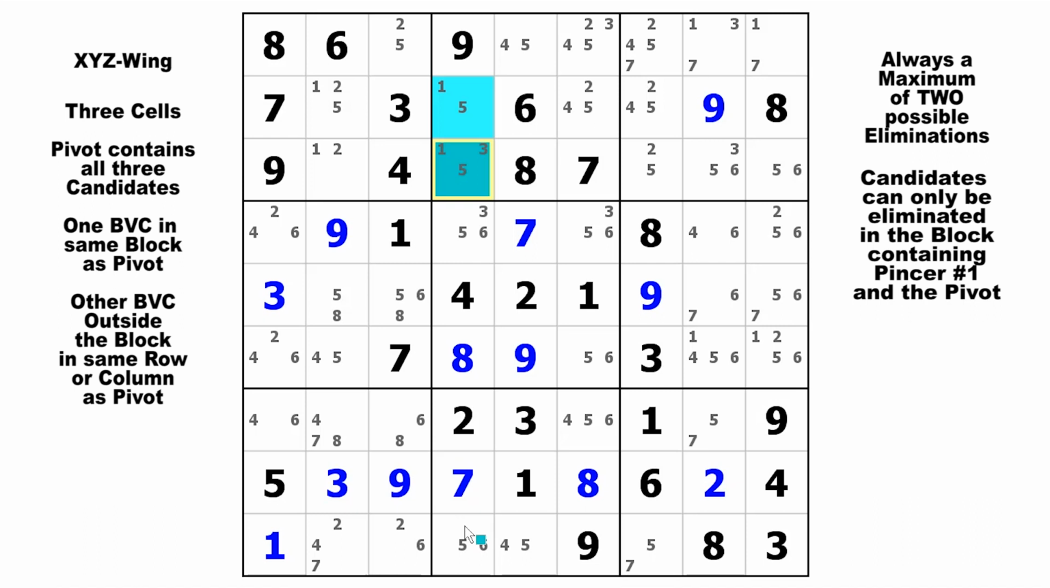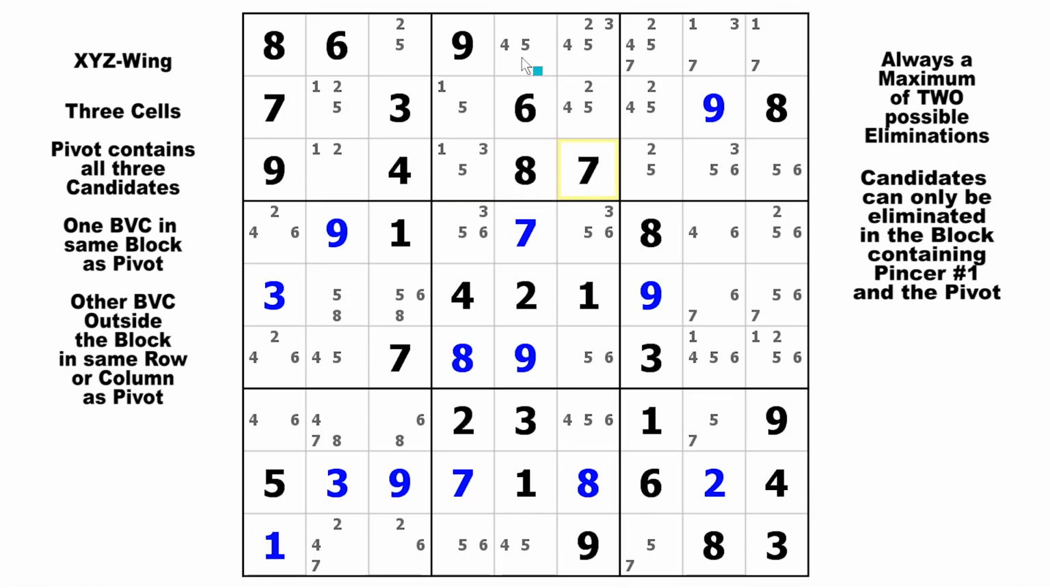Remember, an XYZ wing cannot lie in a straight line. So it can only be in row 3, and we see that these 2 cells are blocked, so there is no chance for a possible elimination. So we just throw that out and don't even look any farther. Okay, so let's get rid of those colors.